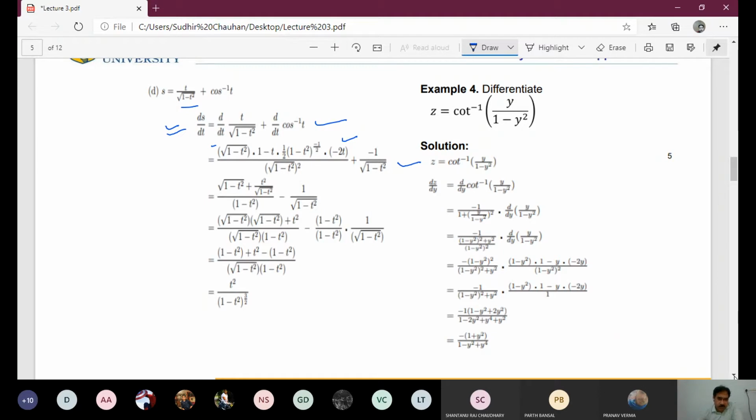Now here we can simplify it. As we can see, 2 can be cancelled. So here it is under root 1 minus t square plus t square from here, t into t upon under root 1 minus t square, and in denominator it is 1 minus t square. So we take LCM again and then we'll get this. Here we can cancel this under root and then we can simplify it. So it is t square upon 1 minus t square raised to power 3 by 2.